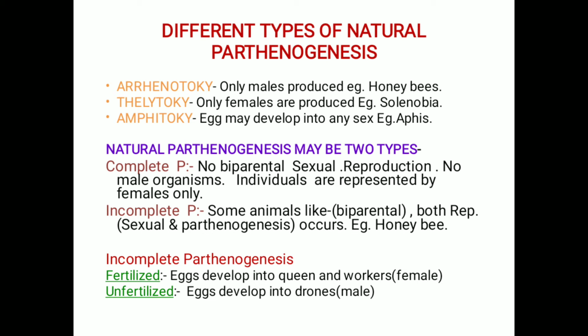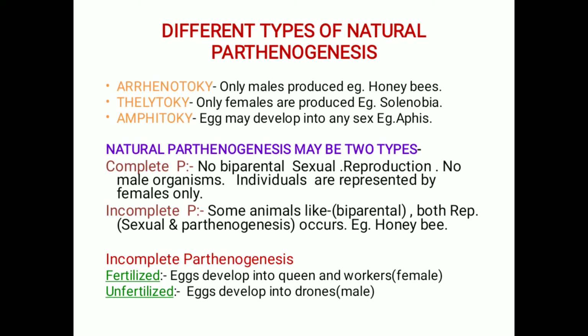Natural parthenogenesis may be classified into two types: complete parthenogenesis and incomplete parthenogenesis. Complete parthenogenesis: no biparental sexual reproduction, no male organisms. Individuals are represented by females only. Incomplete parthenogenesis: some animals show both kinds of reproduction. That means sexual reproduction and parthenogenesis both occur. Example: honeybee.